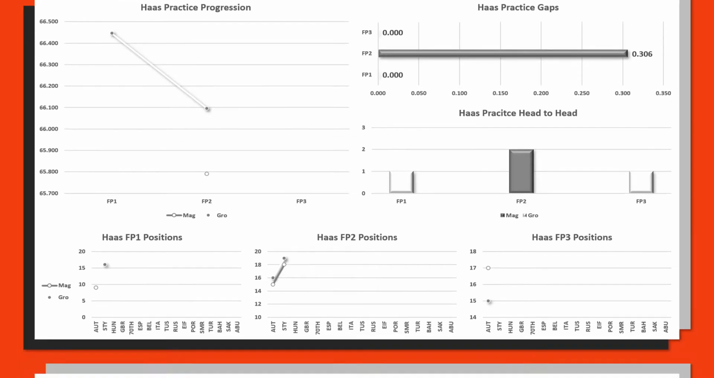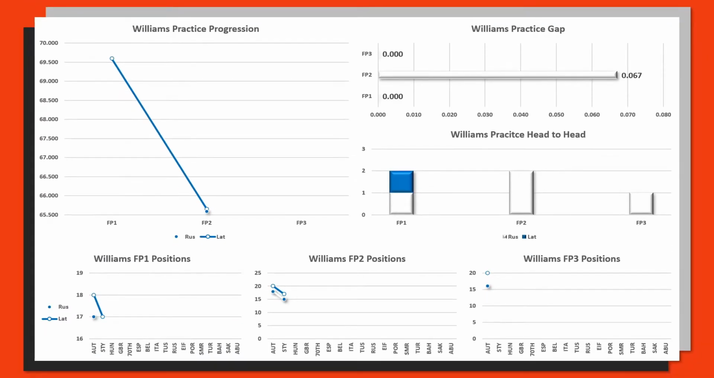And then finally we head on in to Williams, and again George Russell did not partake in FP1, yet I have counted it towards Nicholas Latifi. I have very much chopped and changed it throughout this practice session so far, but it was just a 600th of a second gap between the two drivers in FP2 as well. And with Williams all concluded, that means we have concluded all of the practice data.